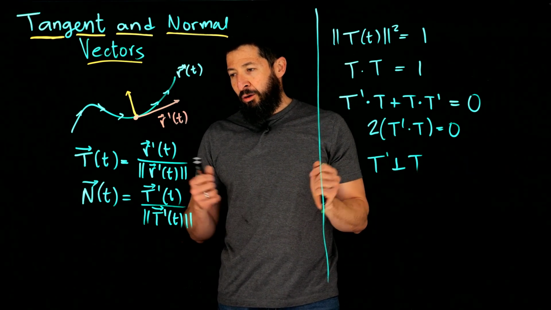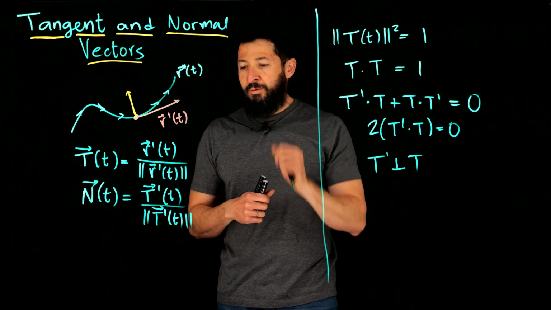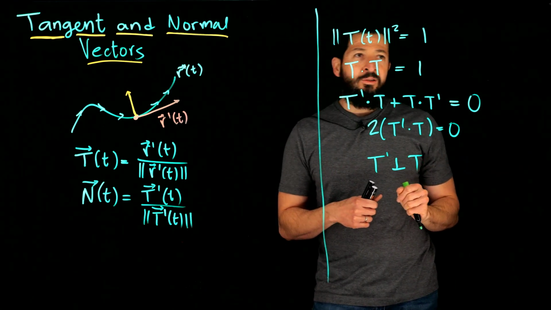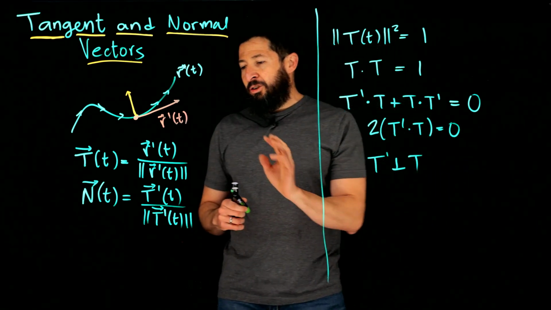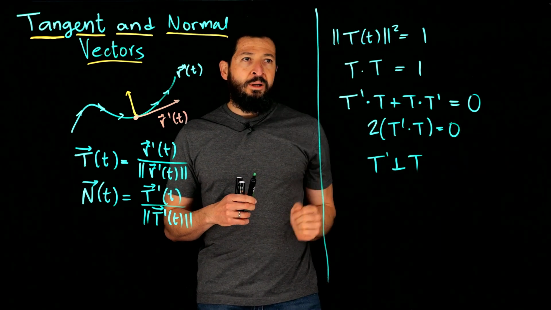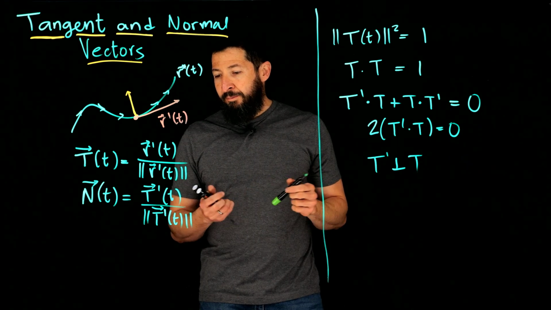It's going to be the normal vector, the principal normal vector, and is perpendicular to the principal tangent vector, or to any tangent vector for that matter. So those are the two we had. So we proved already that they are orthogonal to one another.